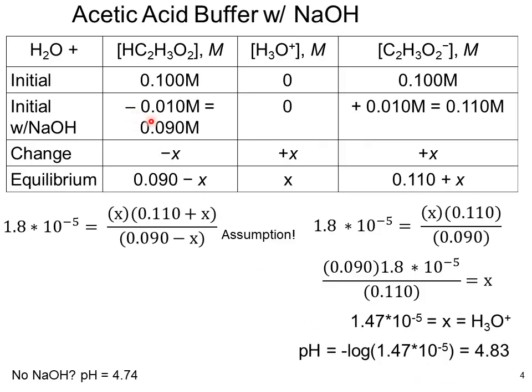It's worth mentioning this concentration of NaOH we added by itself would have had a pH of 12. So the fact that we have this tiny little pH change indicates that the buffer worked. We resisted a larger pH change and had almost no effect on the solution.